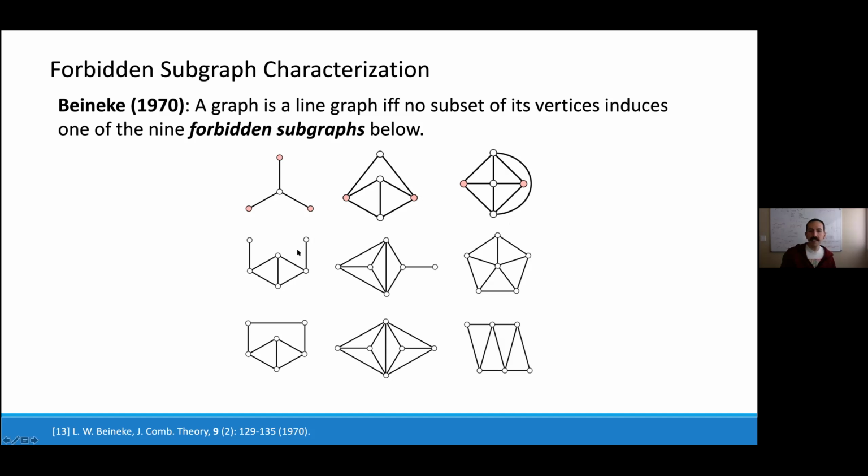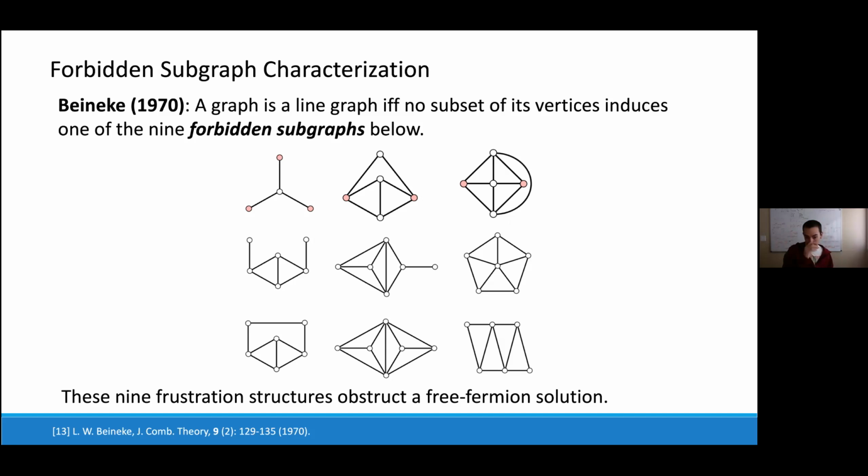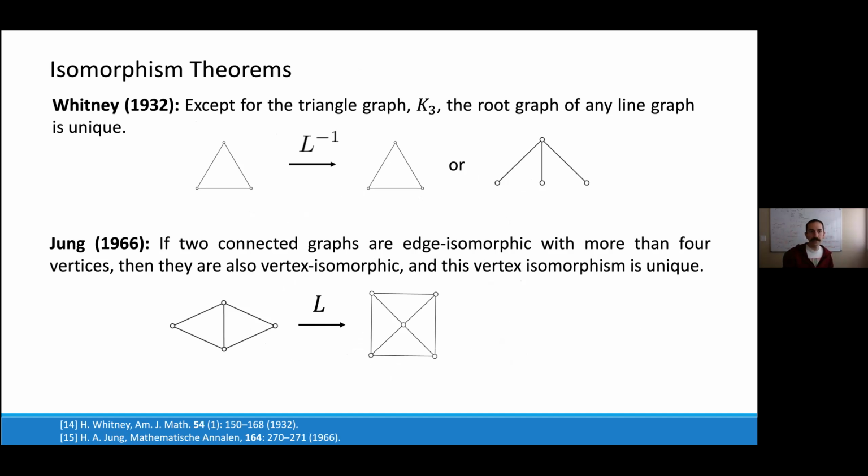But the point of this is that these are a list of obstructions for finding these sort of generalized Jordan-Wigner solutions to a spin model. This is like a complete list of interactions in some sense that obstruct a free fermion-solvable model. Yeah, which is what I just said. These 9 frustration structures are exactly the things that obstruct a free fermion solution, at least if you're restricting to Jordan-Wigner type transformations, linear transformations on fermionic modes. So that's kind of interesting.